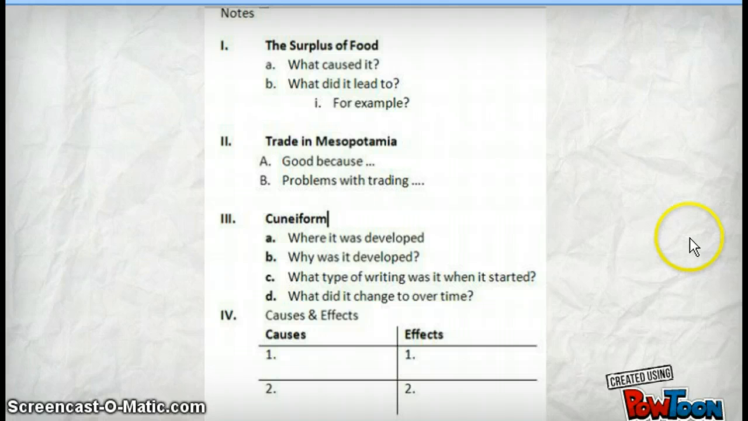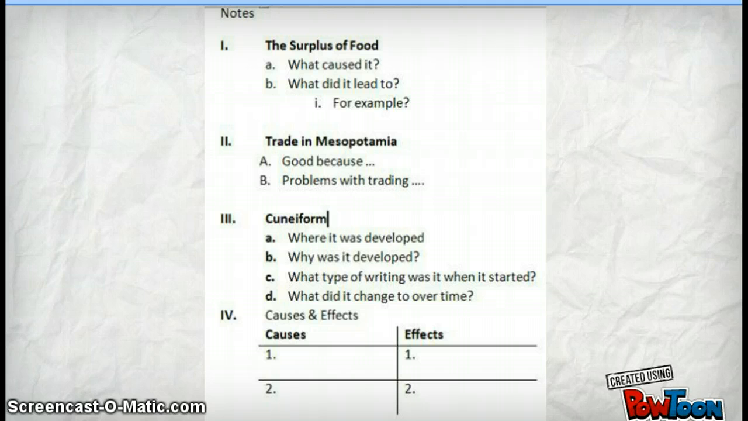And then about cuneiform, which is the actual name of the language you're about to learn about, right? Where was it developed? Why was it developed? What type of writing was it when it started? What did it change to over time? I'm going to want to see the answers in your book for that. And then two causes and two effects of written language in general, but of cuneiform in particular. You can, if you want, and I strongly suggest you do, pause the video now and write down this note template in your notebook so that you have it in front of you as you watch the rest of the video. Won't you pause the video now?